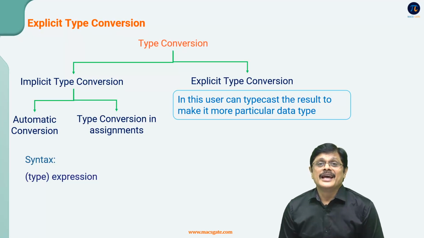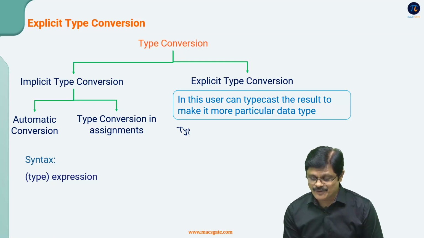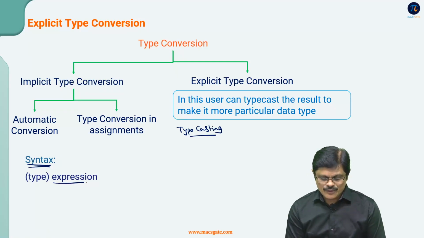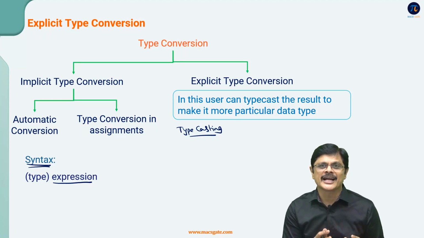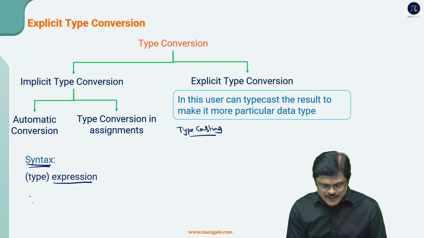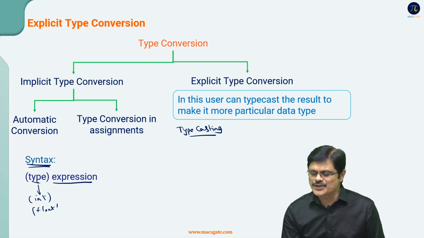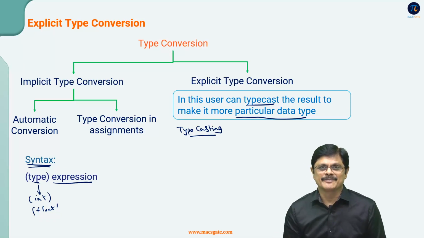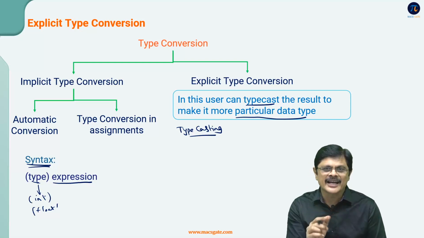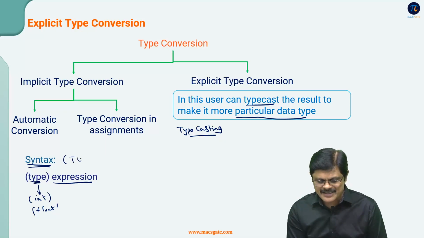Now the next one is explicit type conversion. This is what we call typecasting. And this is the syntax for this. Whatever expression is there that you want to convert into a particular type, write the type in front. The type means what type you want to convert to: if you want to convert into integer type, you write int; if you want to convert into float type, you write float. So in this, the user can typecast the result to make it a more particular data type.